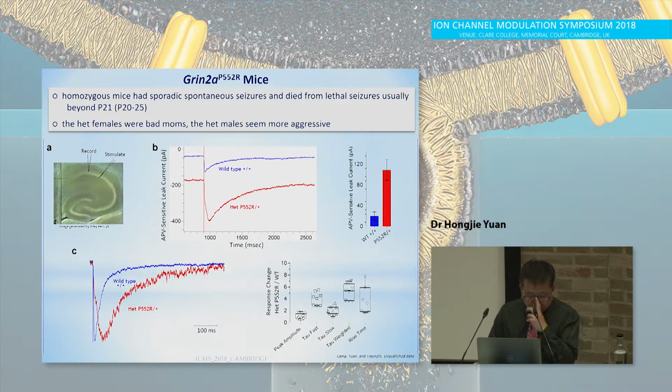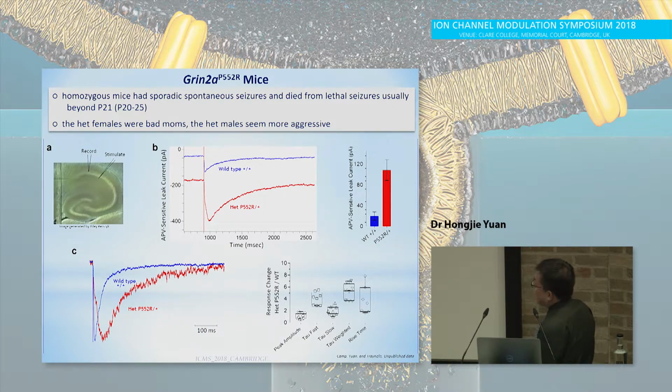We did have a chance to do whole-cell patch clamp recording on hippocampal CA1 cells. By stimulating the Schaffer collaterals, we recorded these evoked synaptic events. We can see the heterozygous neurons have a 5-fold larger leak current, which is APV sensitive.